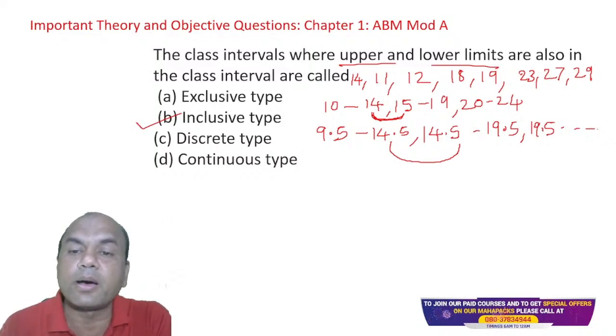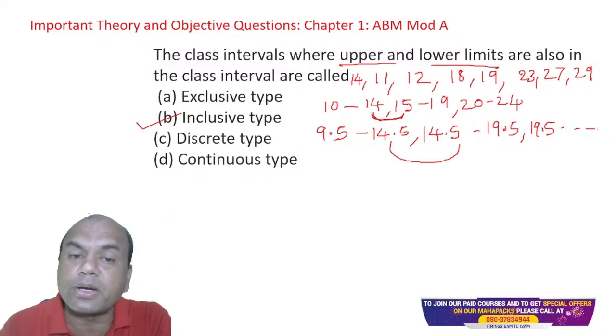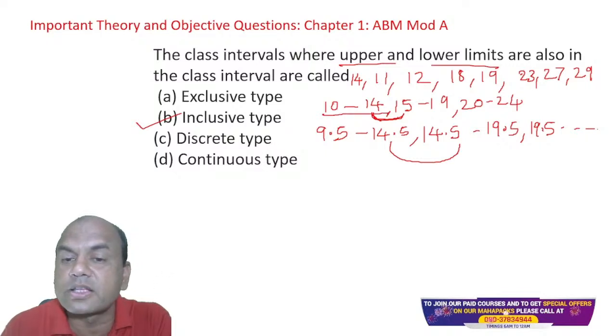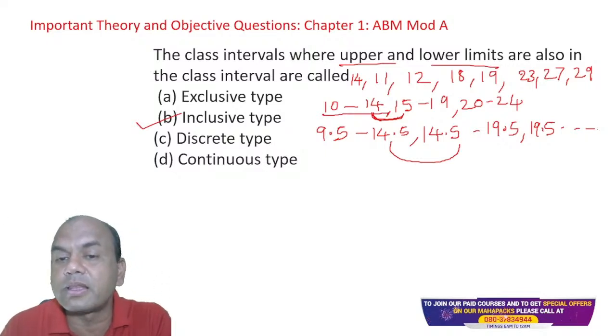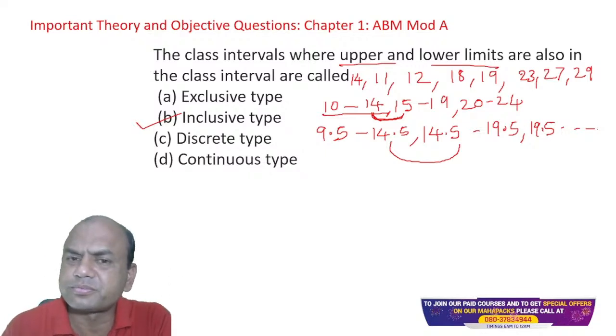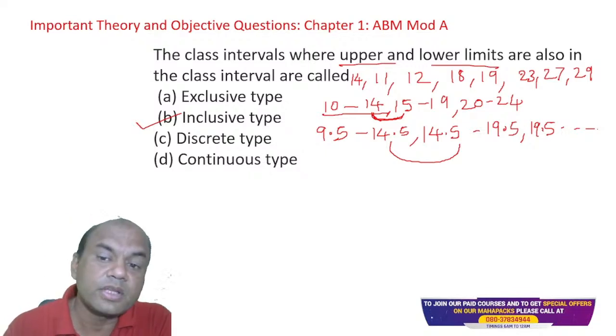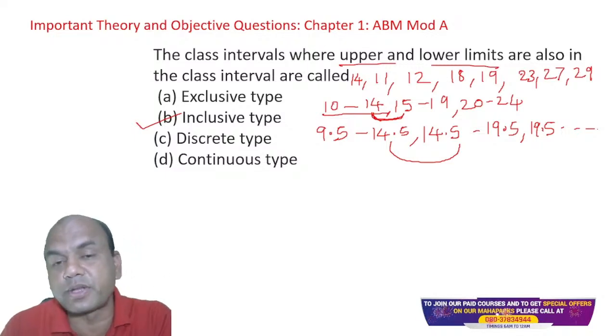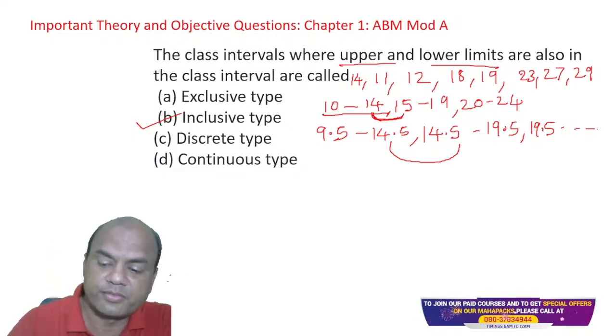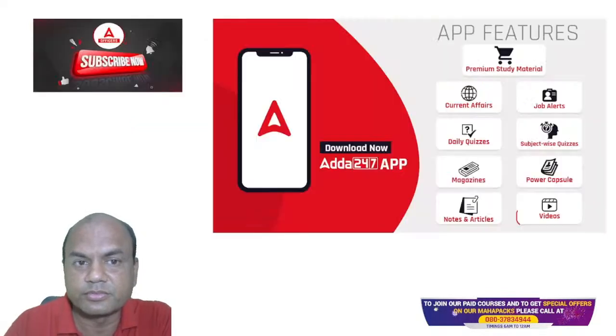So the upper and the lower limits are also part of the class interval. Suppose if I get the number 14, I'll arrange it in this class, not in this 15. The number 19 I'll arrange in this class. Okay. The remaining are easy for you. So this is known as inclusive type. Got it, everyone? Clear? Move on.